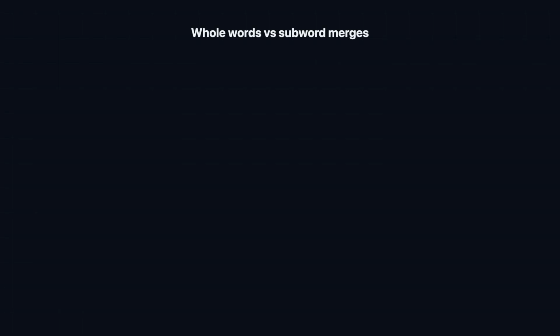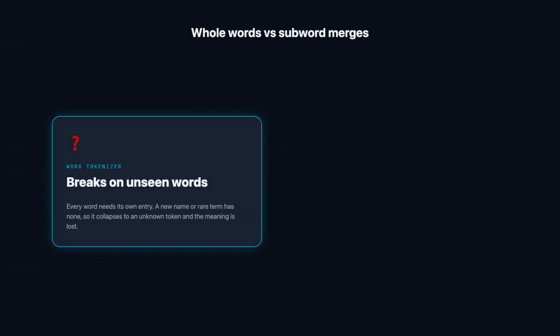So why go through all that? Line it up against the obvious alternative. Word tokenizers keep every word whole, which reads nicely until an unfamiliar word shows up. A new name, a typo, a rare technical term, and the model has no entry for it. It falls back to an unknown token and quietly loses the meaning of whatever it couldn't spell.